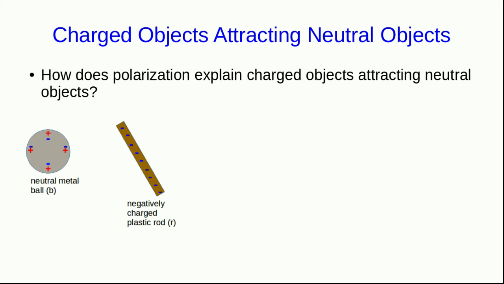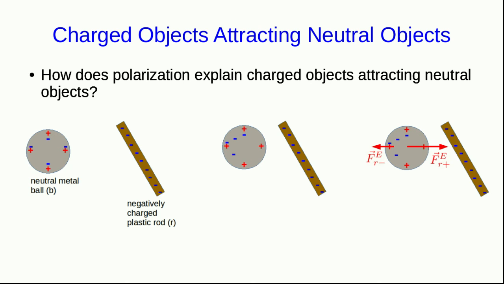Understanding polarization turns out to be the key to understanding why charged objects attract neutral objects. Let's think about the familiar situation of a charged plastic rod being brought near a neutral metal ball. As the rod is brought close to the ball, it repels the electrons in the ball. And because the electrons in the ball are mobile, because the ball is made of metal, they'll tend to move away from the rod. The result now is that the side of the ball facing the rod is overall positively charged, and the side facing away from the rod is overall negatively charged.